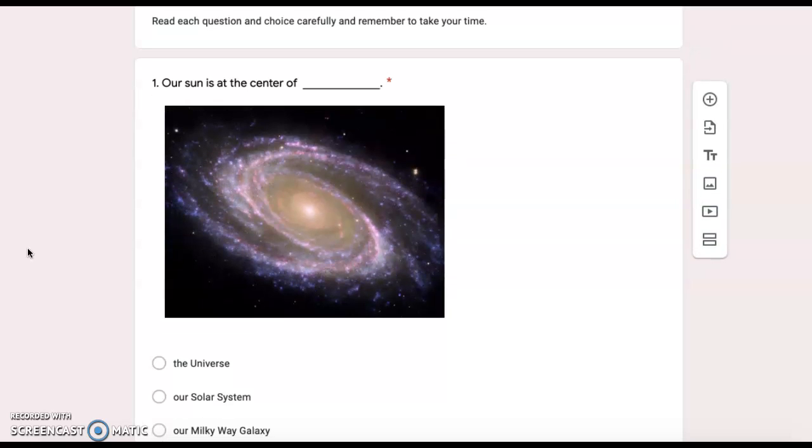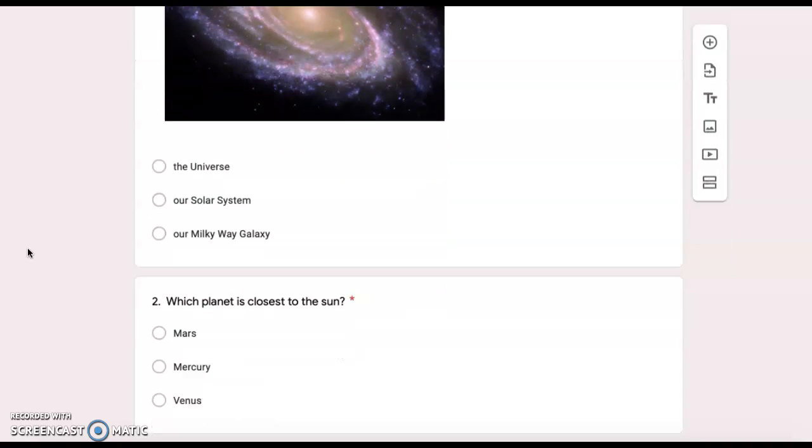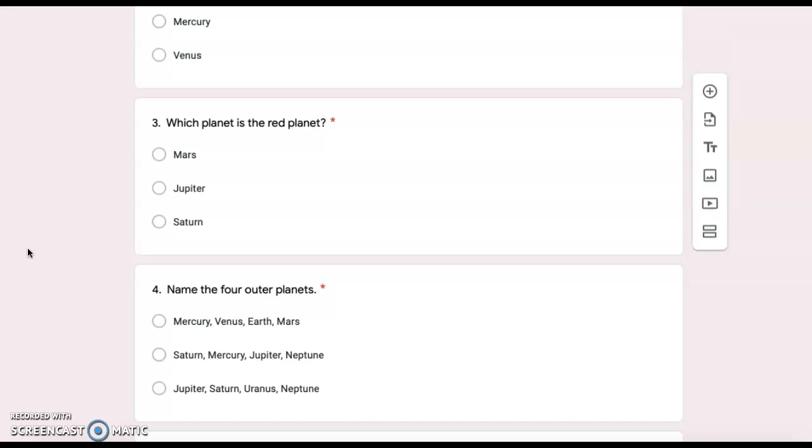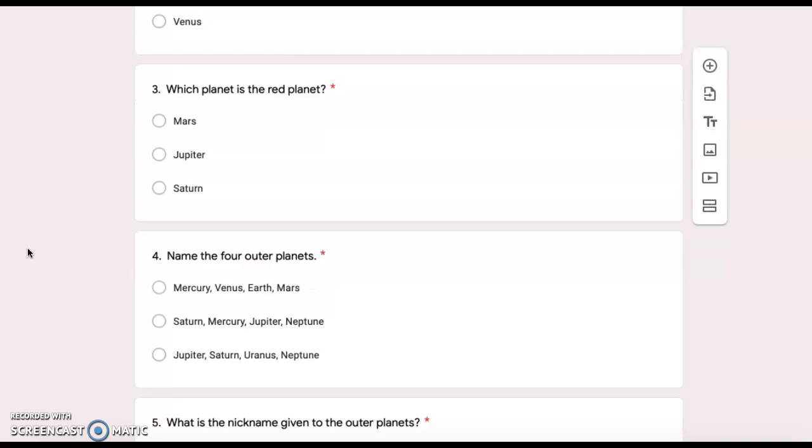Number 1. Our sun is at the center of the universe, our solar system, or our Milky Way galaxy. Number 2. Which planet is closest to the sun? Mars, Mercury, or Venus? Number 3. Which planet is the red planet? Mars, Jupiter, or Saturn?